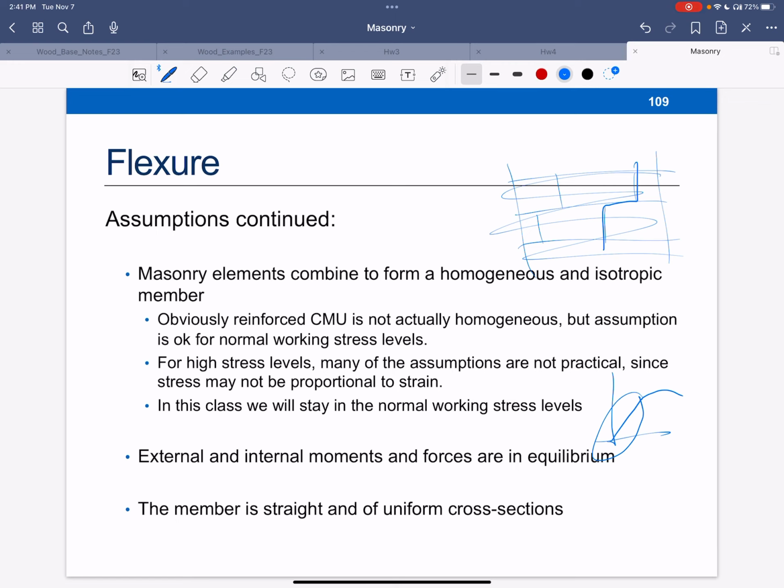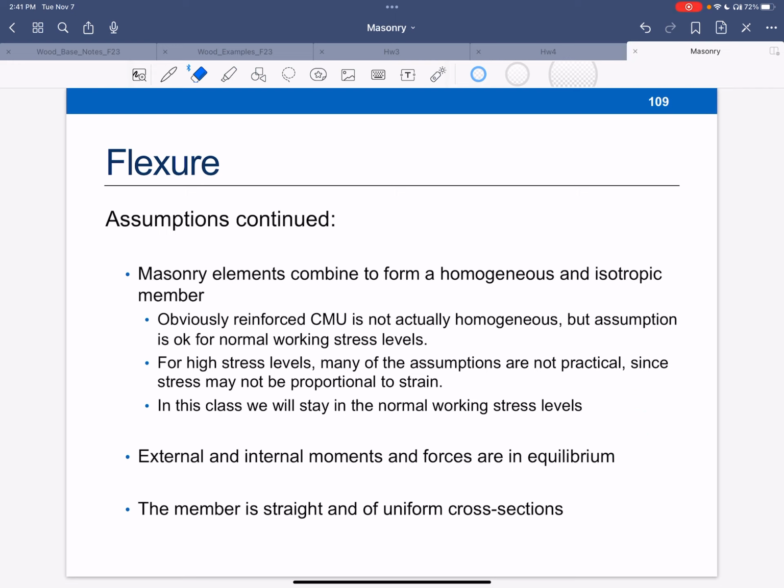It's all good. If you go and work in California, you're going to have to deal with a lot more seismic issues, and that's a different concept. If Dr. Hedegaard teaches the structural dynamics class and you're still at UMD and haven't taken it, that's a good baseline for taking a future seismic design class. Okay, so external and internal moments and forces are all in equilibrium, as always. We're going to use straight uniform cross sections. In other words, we're going to use normal beams, not tapered beams or anything crazy.